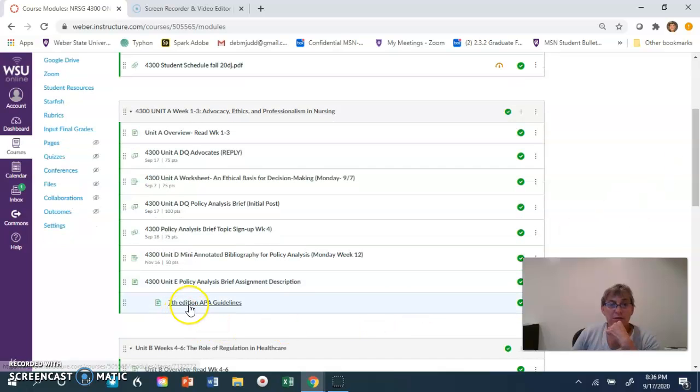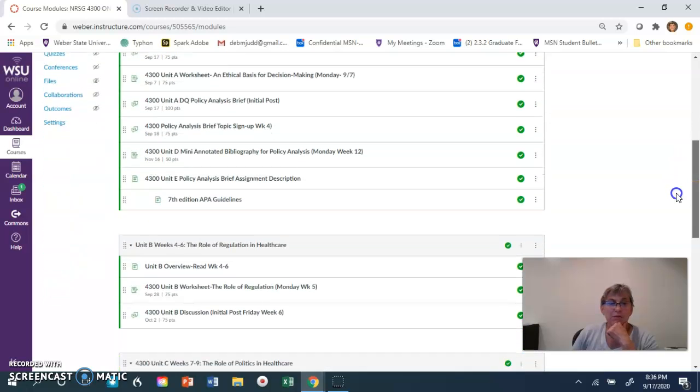I also included here a 7th edition APA guideline that just talks about some of the differences. I think all of you will find that the new guidelines and the new writing parameters are actually easier than the 5th and 6th edition. So right now, for another week or so, I'll leave all of these policy analysis brief related assignments and discussions in Unit A, but by the 28th, then I'll put them back in the appropriate folder where they go, module. So let me know if you need anything else.